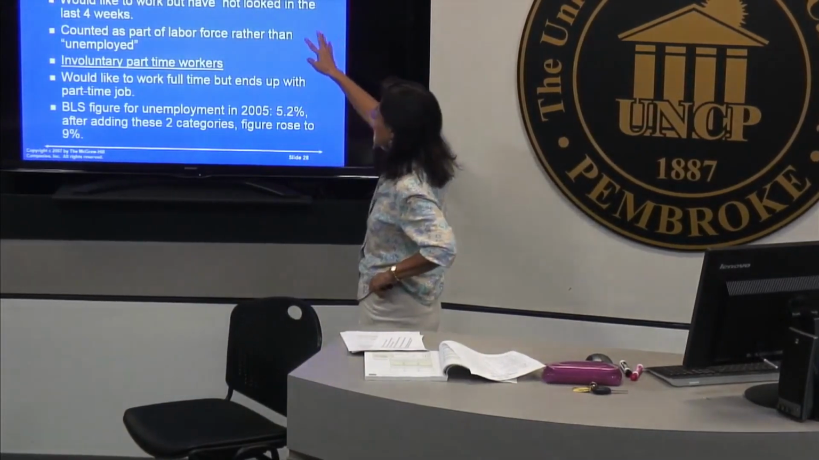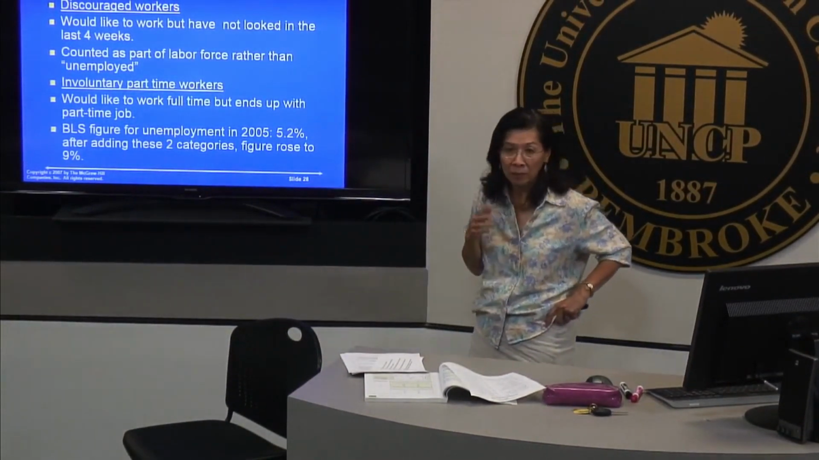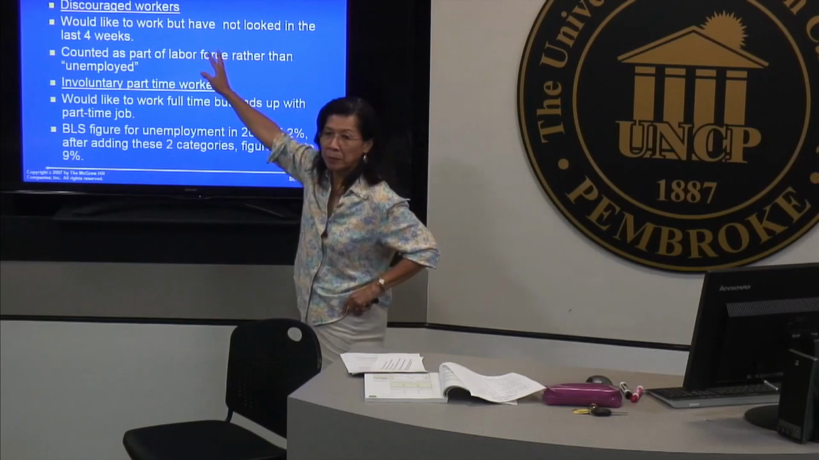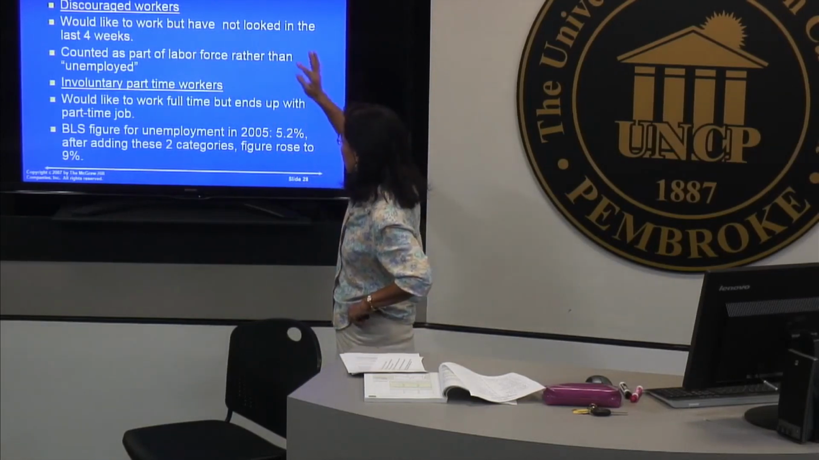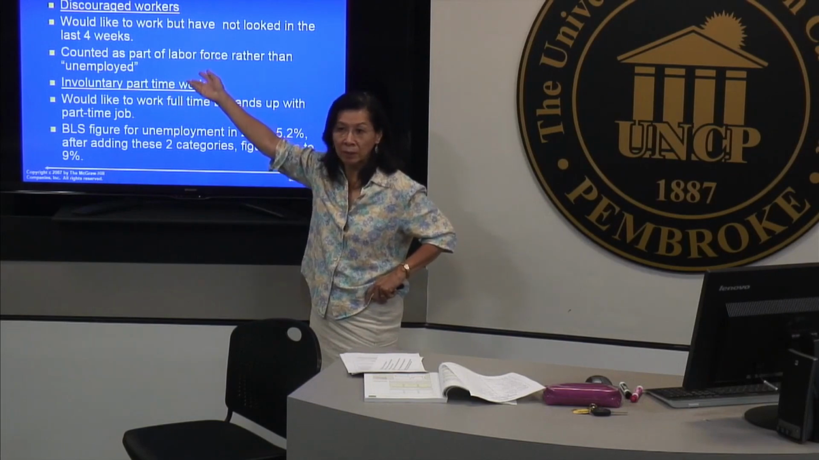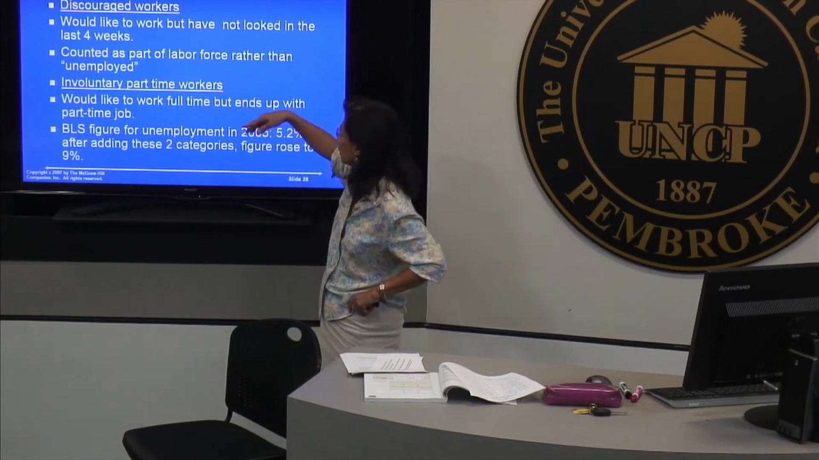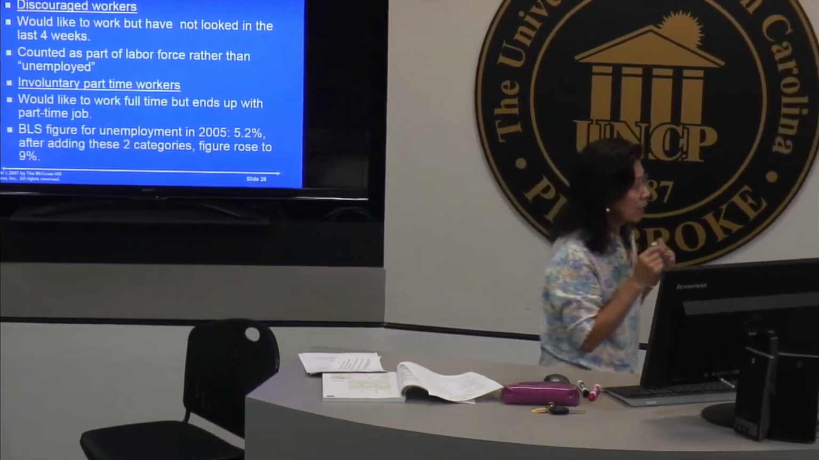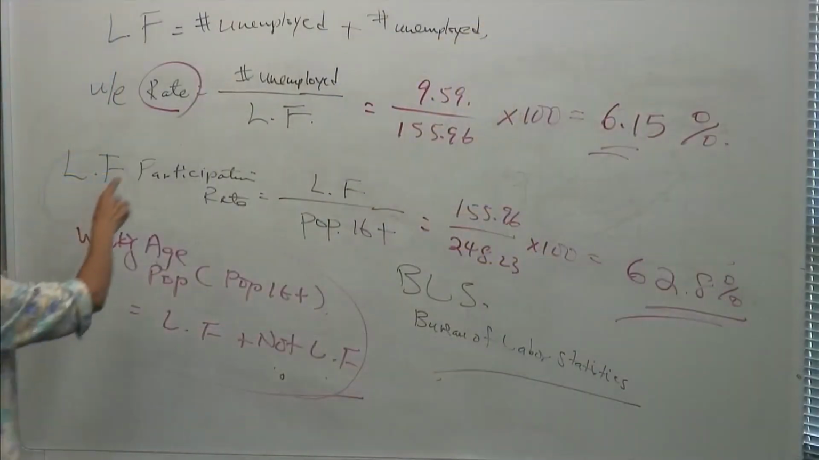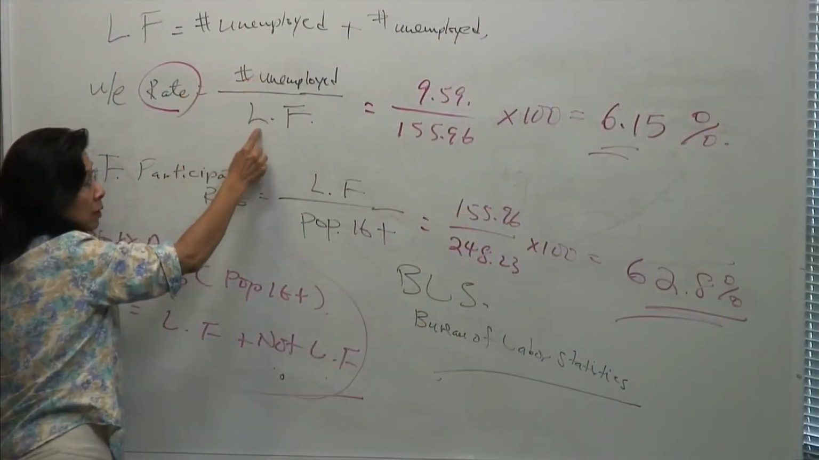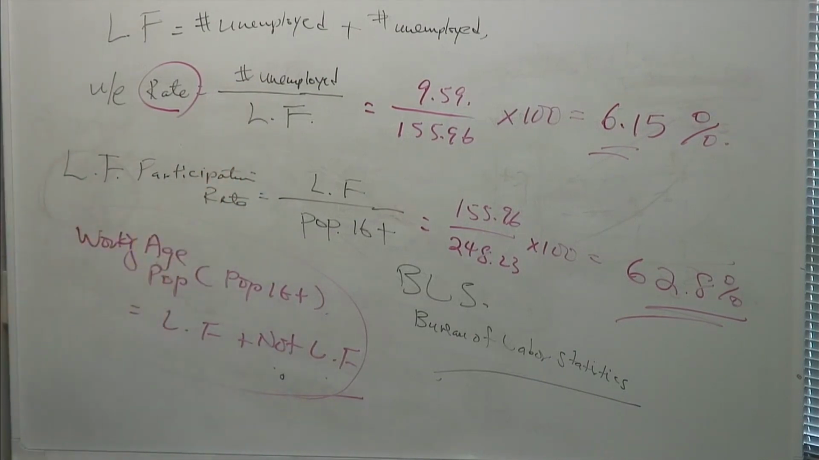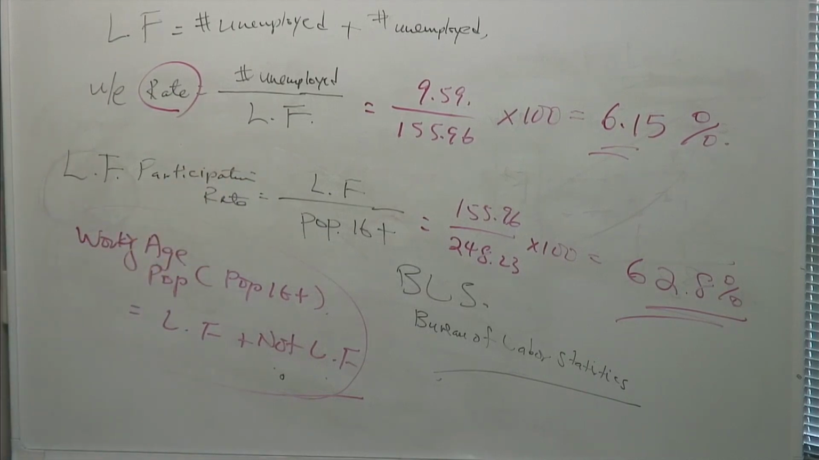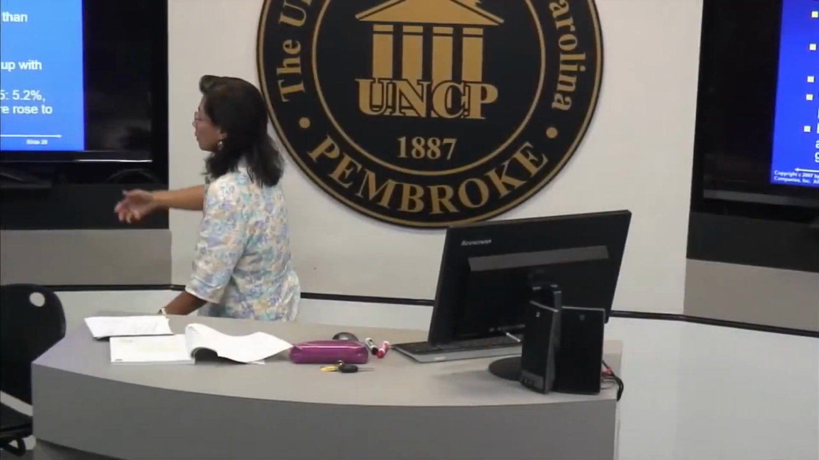People who would like to work, but have not looked in the last 4 weeks. According to the BLS definition, we don't count these people as unemployed. We count them as not in the labor force, like some of you who raised your hand earlier. But some economists argue that they should be classified as unemployed. Because if you classify them in the numerator on top instead of in the denominator, the unemployment rate will be higher. But if you put them in the labor force, the bigger that number in the denominator, the smaller the rate is. So that's the problem.